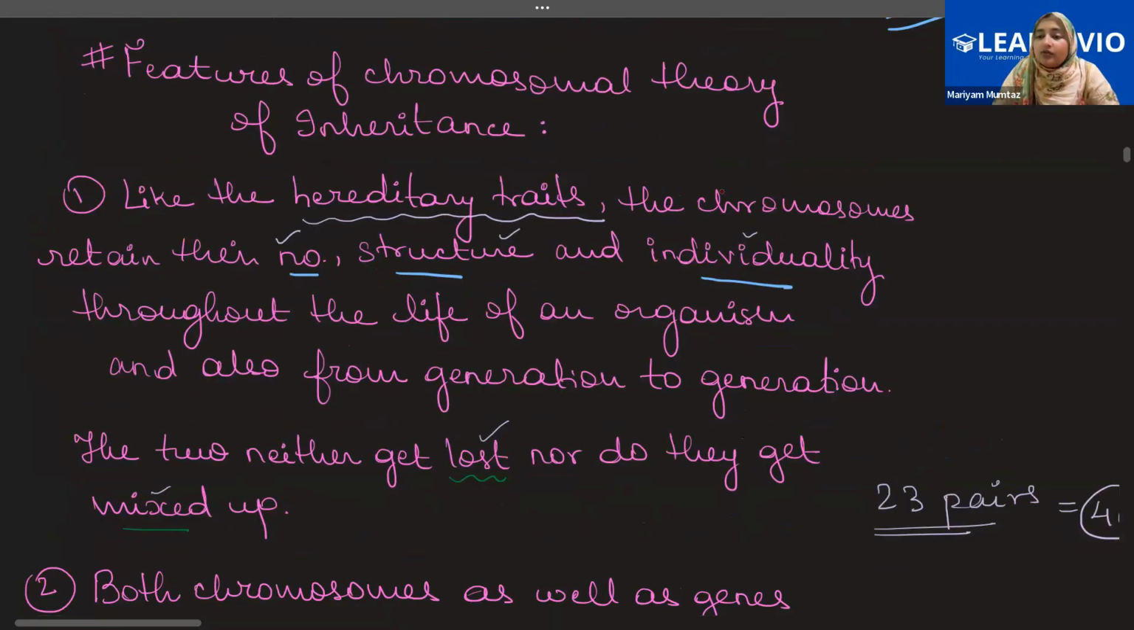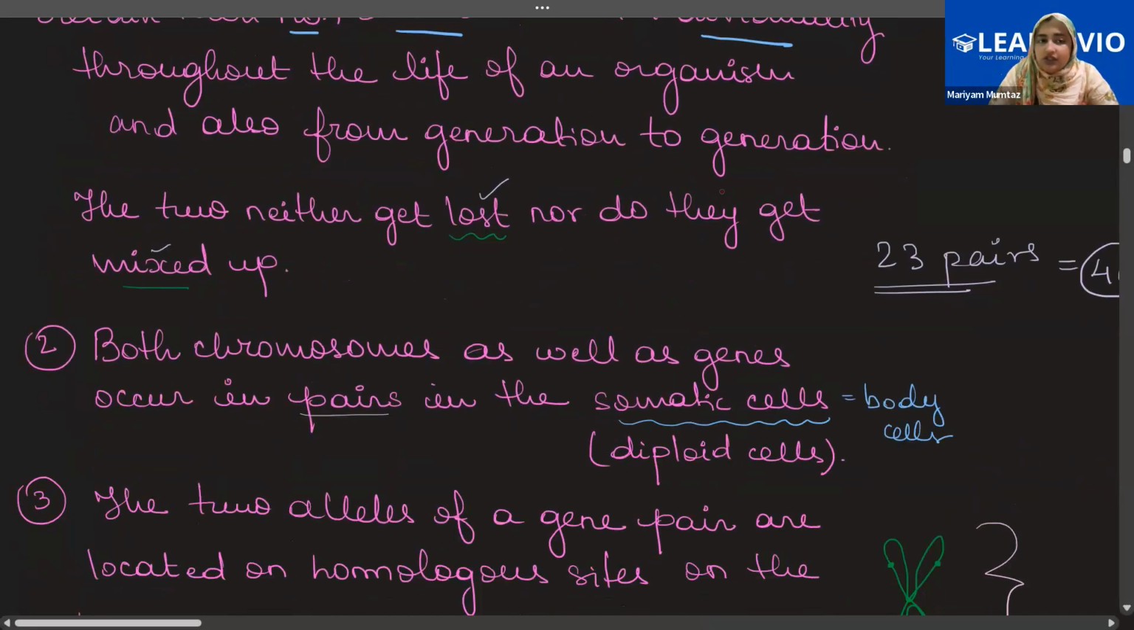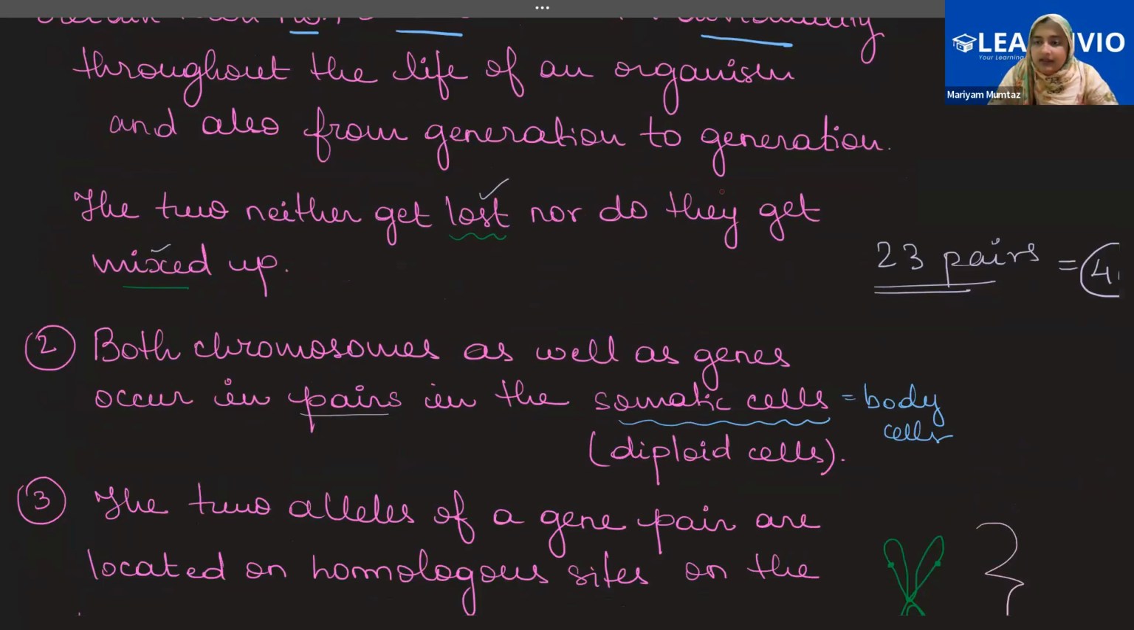For example, if we talk about the genes, when the DNA is passed on from one generation to another generation, it retains its structure, it retains its integrity. It doesn't change, not even one tiny bit. Same goes for the chromosome. The chromosome number, structure, integrity, and individuality do not change one bit. You can say hundreds and hundreds of generations, but it will not change. Whether we are talking about the genes or the chromosomes, they neither get lost nor ever get mixed up. They stay the way they are. This is the first point.